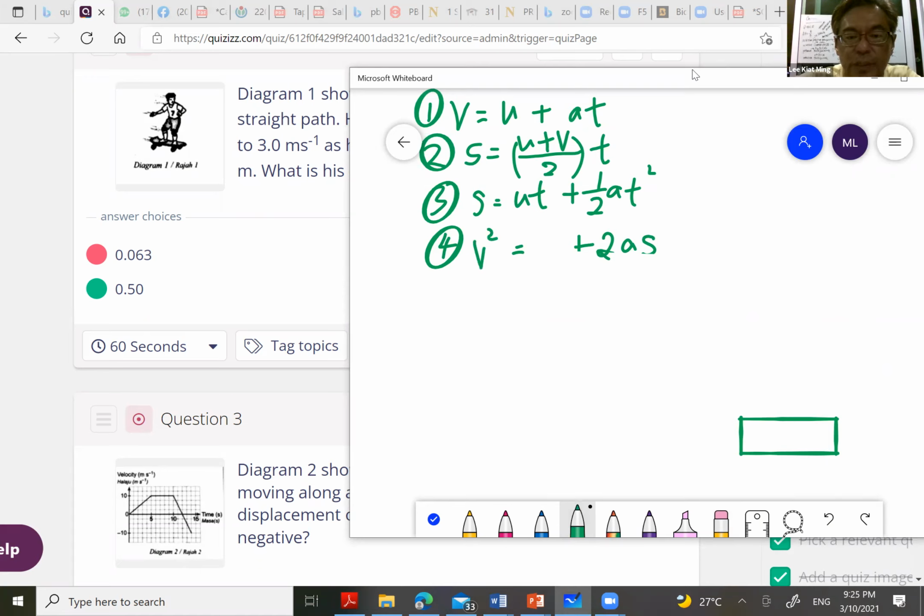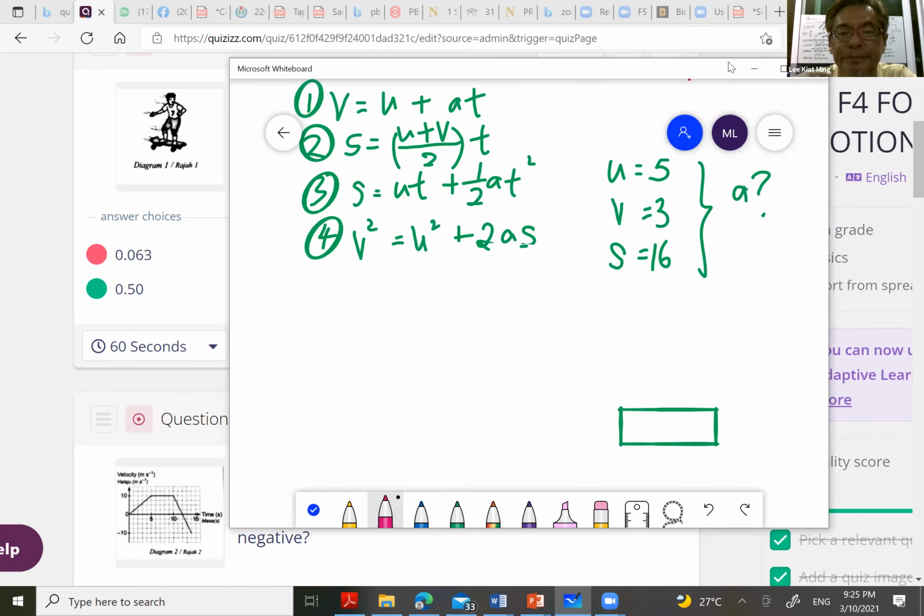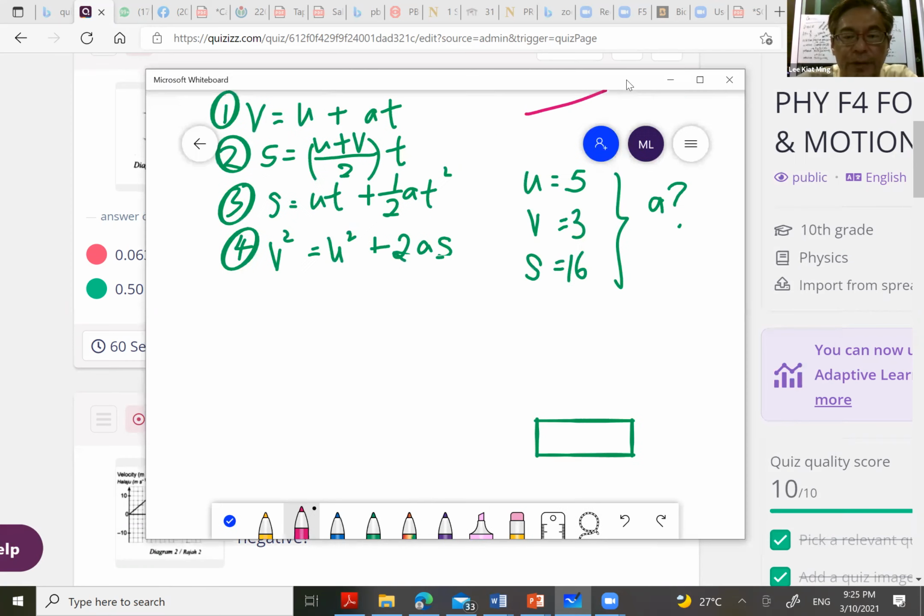V squared equivalent to U squared. Again, we're going to write down what we know. The initial velocity is 5, and the final velocity is 3, because it decreases from 5 to 3, and the distance traveled is 16. What is the deceleration? That means we need to find A. It's very clear. This is going to be a very simple and direct one. In order to find your answer, there's nothing to do with t, so we're going to take away the t.